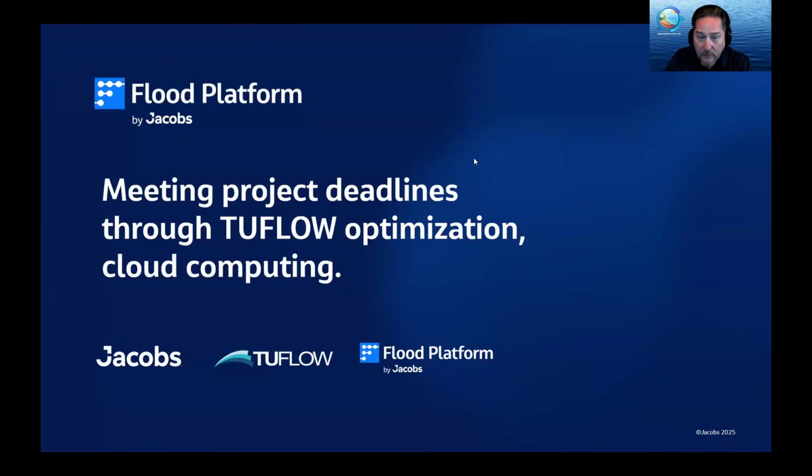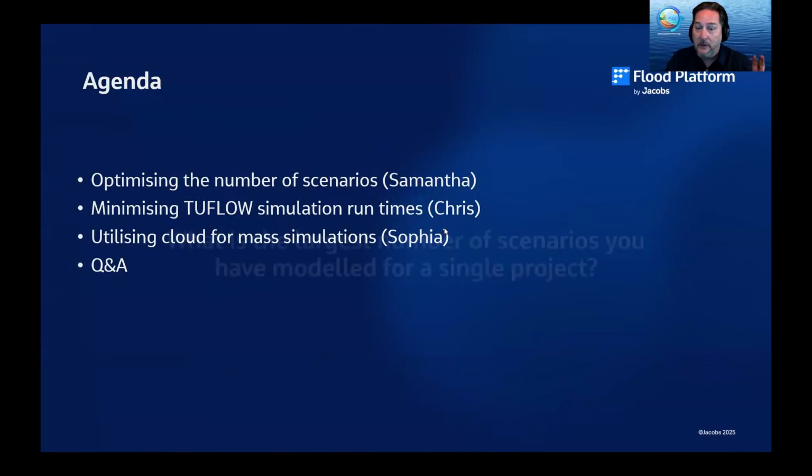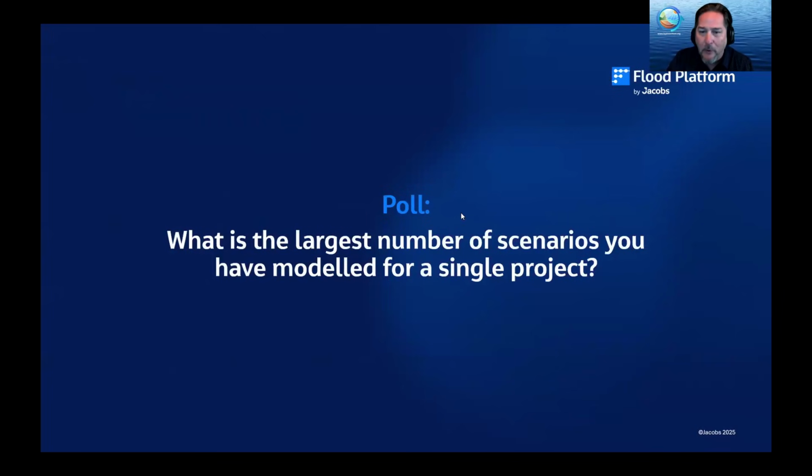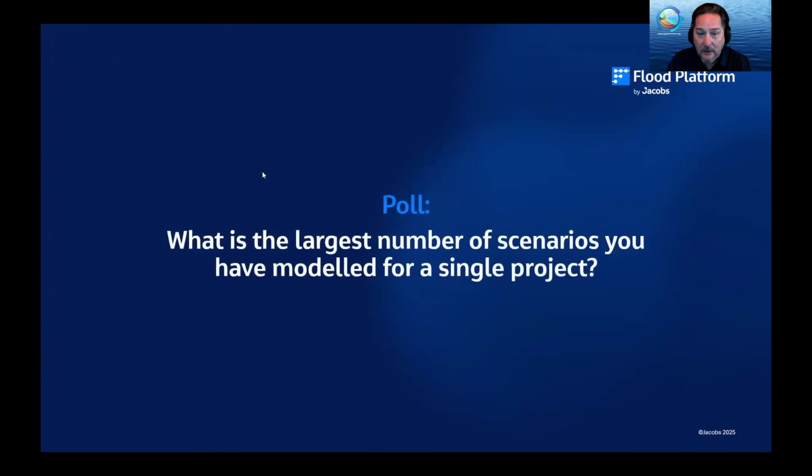So if you wanted to scroll down through where you had some initial poll questions that we're going to do, the way this will work, first, Sam, you can go back one more slide. I want to just let you know who's doing what. If you fast forward, Sam's going to be doing the presentation about optimizing the number of scenarios, and we'll ask you a quick question about how many scenarios you've done. Then Chris will talk about minimizing the simulation runtimes. And then Sophia's going to talk about utilizing the cloud to do mass simulations. So we'll have a Q&A at the end, but now let's get into the next question here, which will pop up into the poll. If you can go on to that next slide.